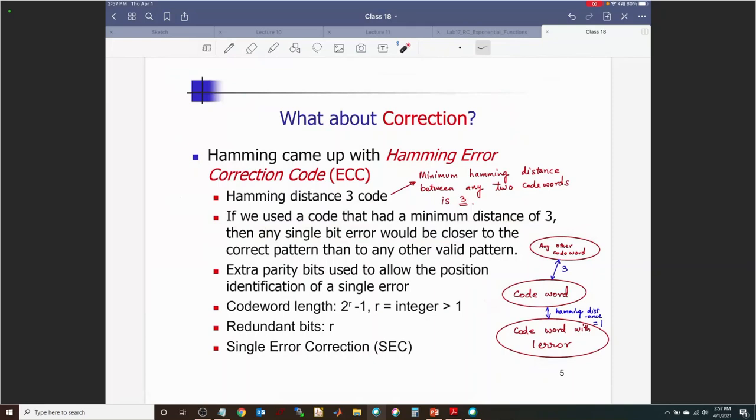All right. Now, next, extra parity bits, not just one but many, are used to allow the position identification of a single error.